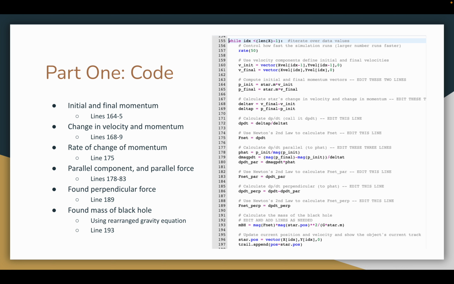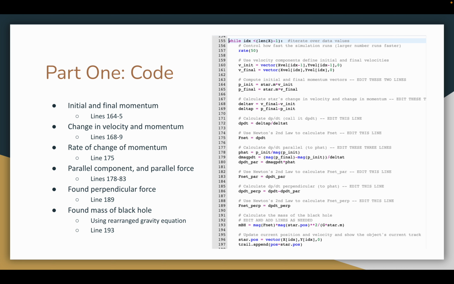All right, then in lines 178 to 183, we find the parallel net force by finding the momentum in the p hat direction, and that's equal to the parallel force, and then using a similar process to find the force in the perpendicular direction, just subtracting what's left of the change of momentum from the parallel piece.